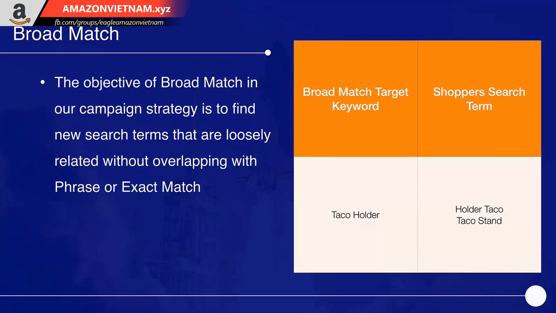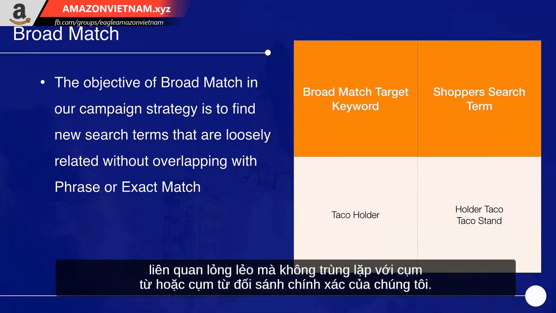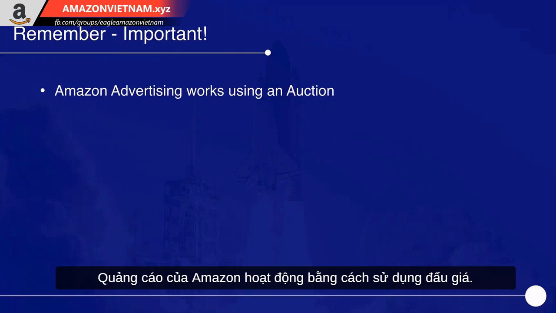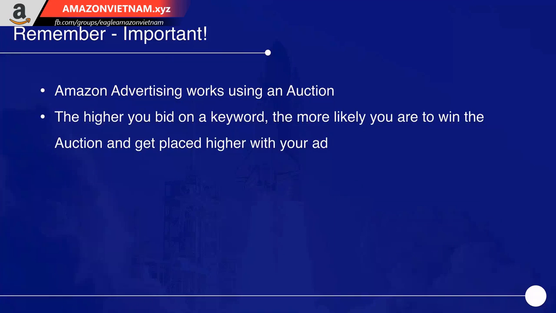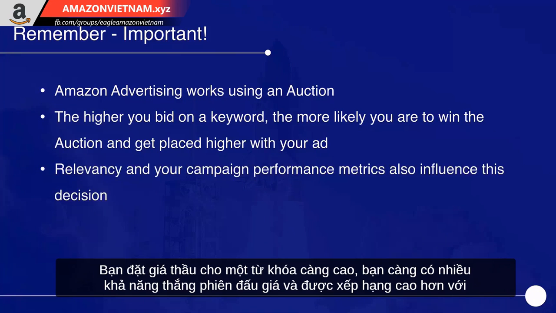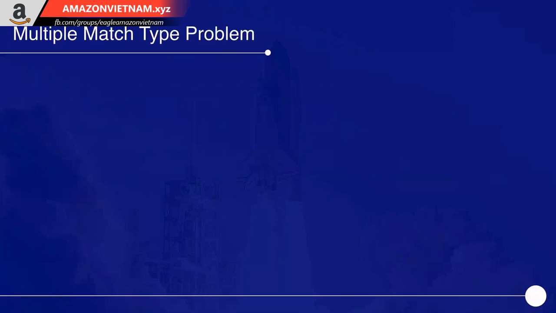Broad match. The objective of broad match in our campaign strategy is to find new terms that are loosely related without overlapping with our phrase or exact match terms. So it's important to remember before we go any further, Amazon advertising works using an auction. The higher you bid on a keyword, the more likely you are to win the auction and get placed higher with your ad. And relevancy and your campaign performance metrics also influence this decision.